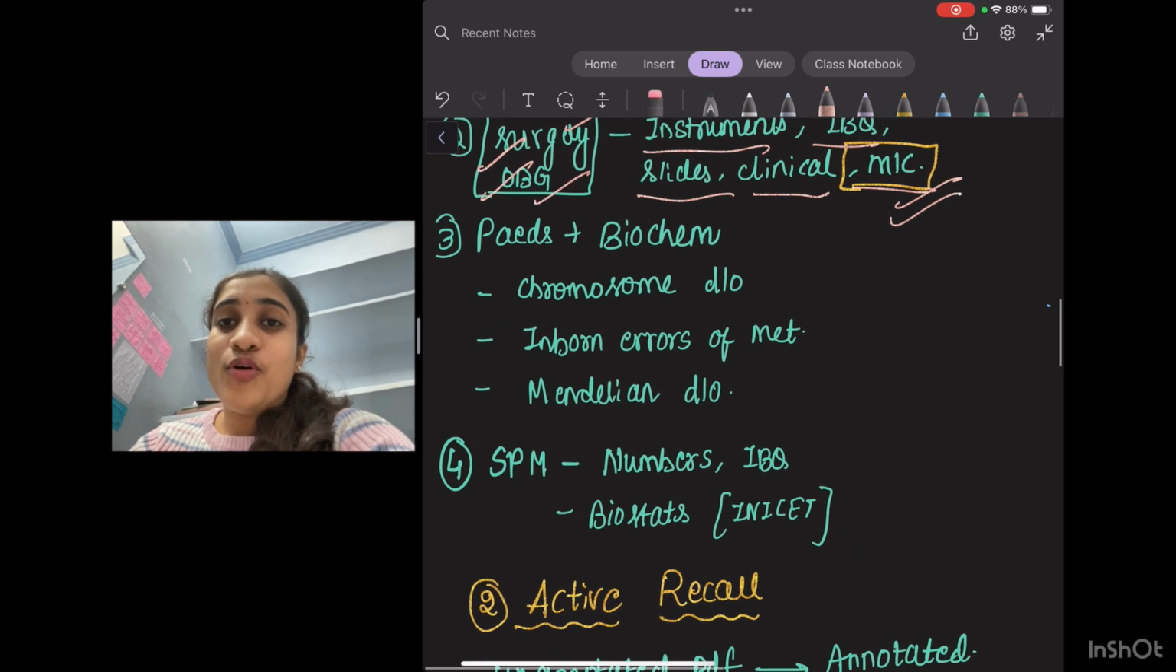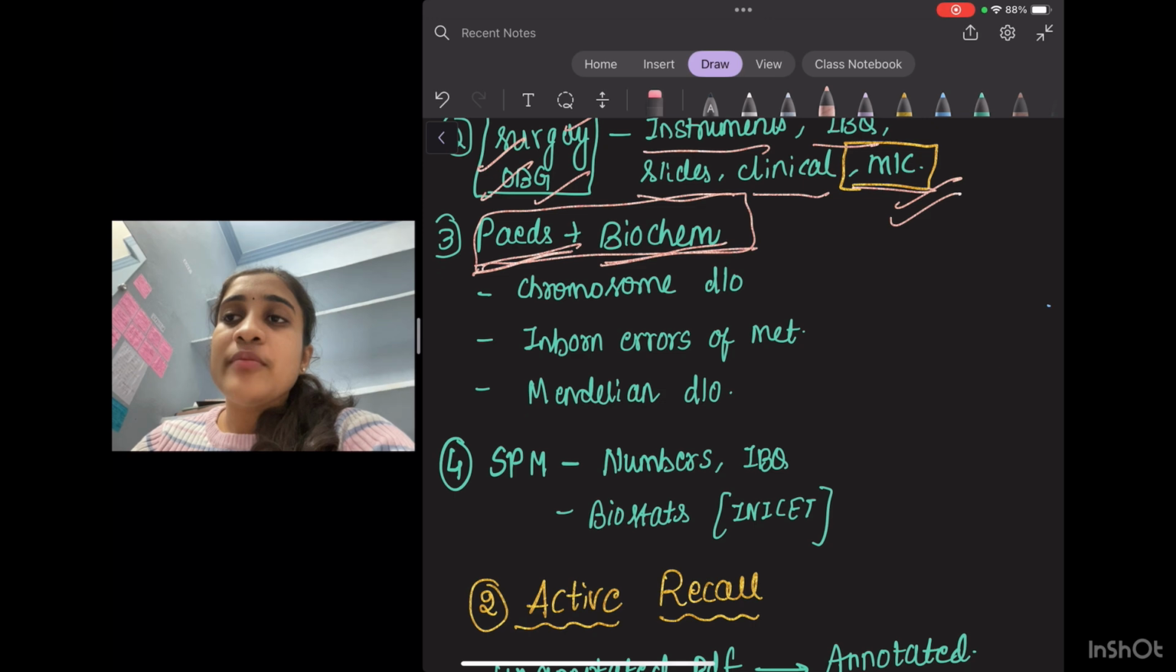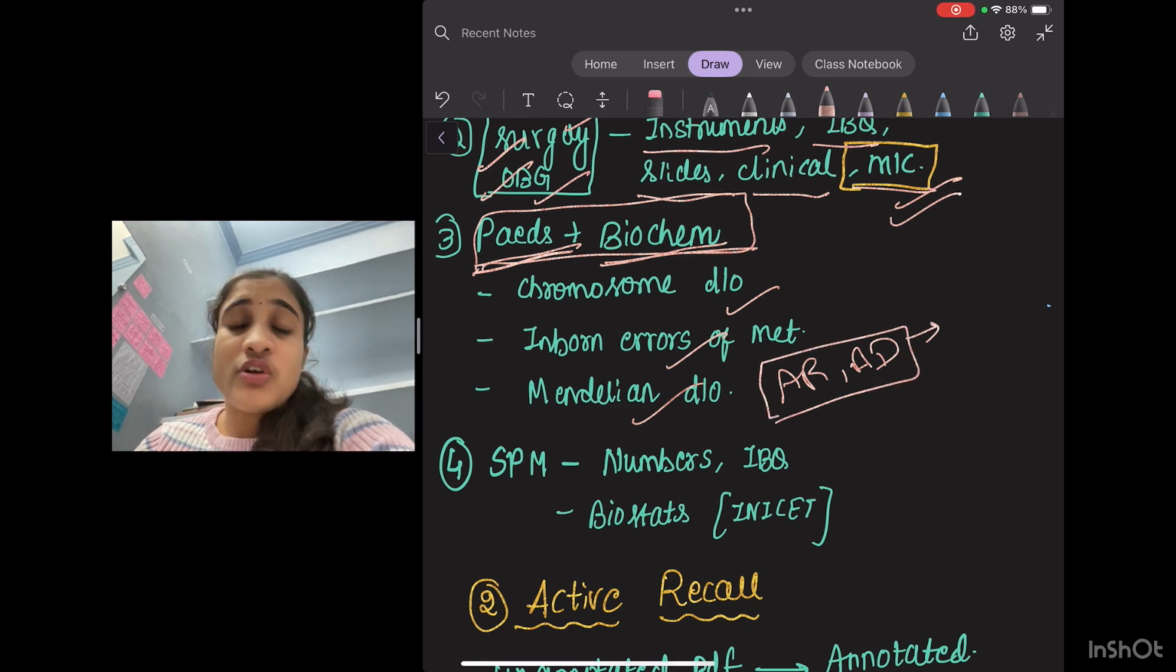Peds and biochemistry are really important, because combining them we have chromosomal disorders, inborn errors of metabolism, Mendelian disorders, autosomal recessive, autosomal dominant. Don't skip these, guys. Put it on your wall, revise daily, because autosomal recessive, dominant, X-linked dominant, X-linked recessive are very important. Do not skip this.